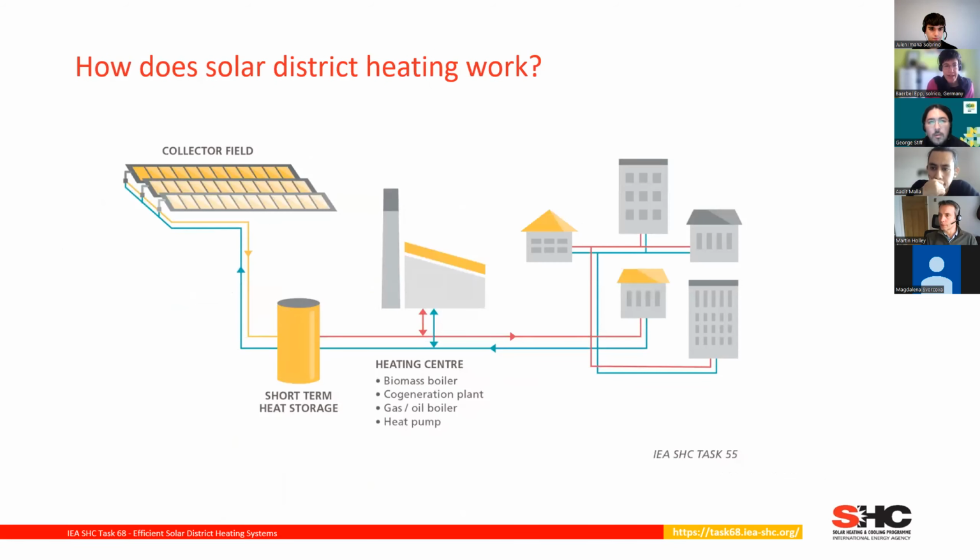This is how it looks. You have a collector field. On the one side, you always have a storage, which can be a short-term storage or a seasonal storage, as was mentioned by Martin, depending on the solar share you want to reach. You always need a heating center, which helps you to bring up the temperature of your solar field to what is required in the grid.